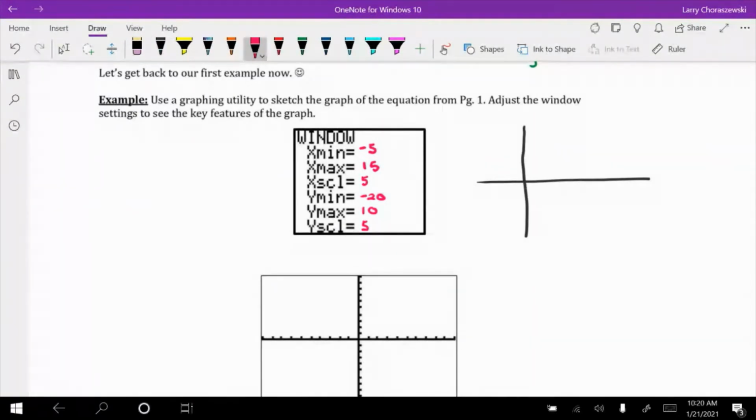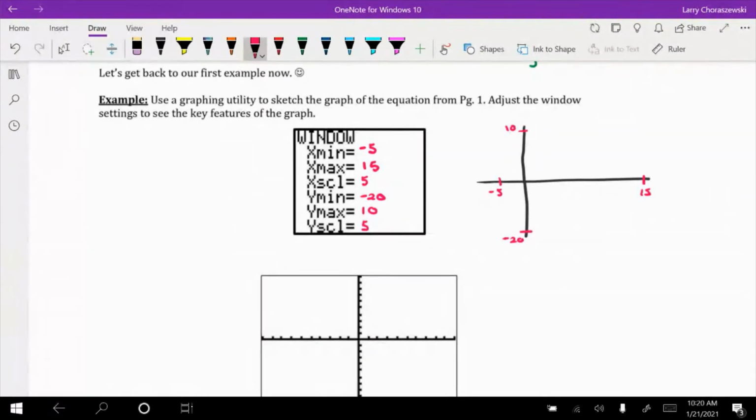For example, x min is -5. So I'll put a tick mark on the negative part of the x-axis for -5. And our x max value is 15. So I'll go to the far right and put a tick mark of 15. Our minimum y value is -20. So near the bottom of the y-axis, I'll put -20. And our y max value is 10. So at the very top of the y-axis, I'll put a tick mark and mark it at 10.